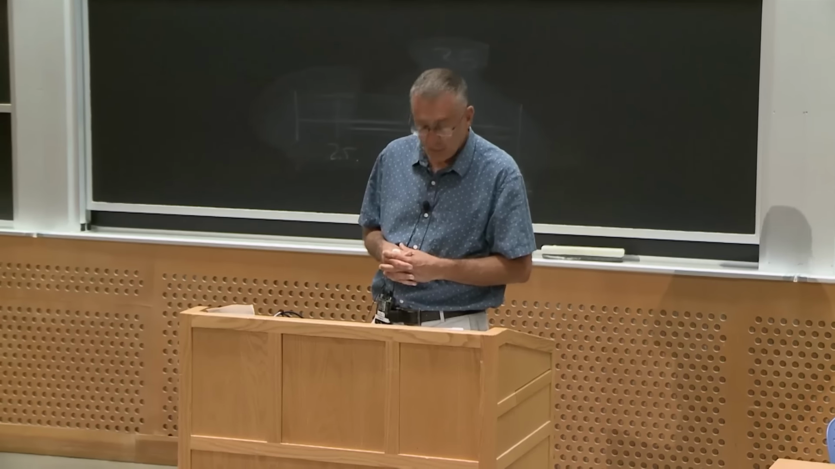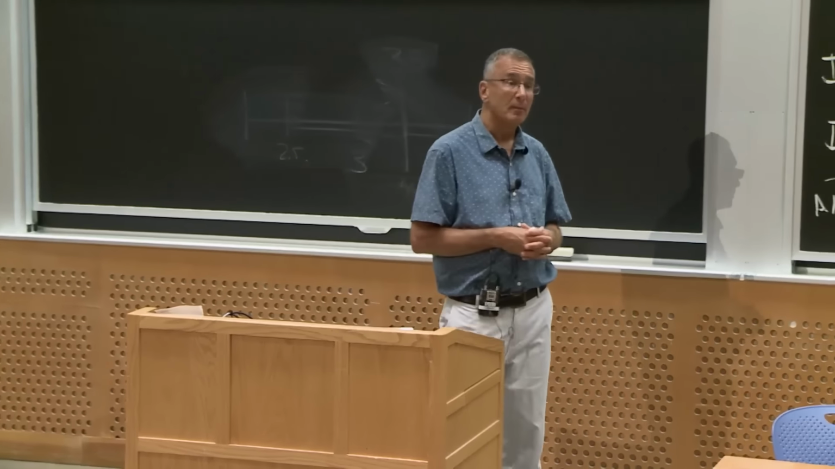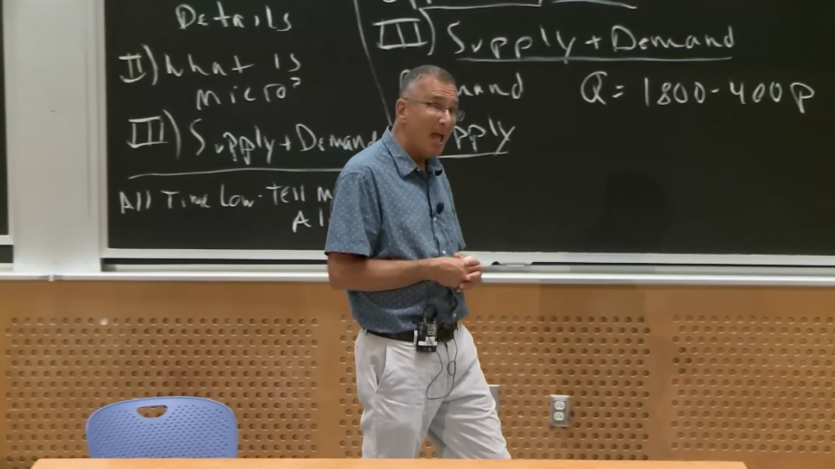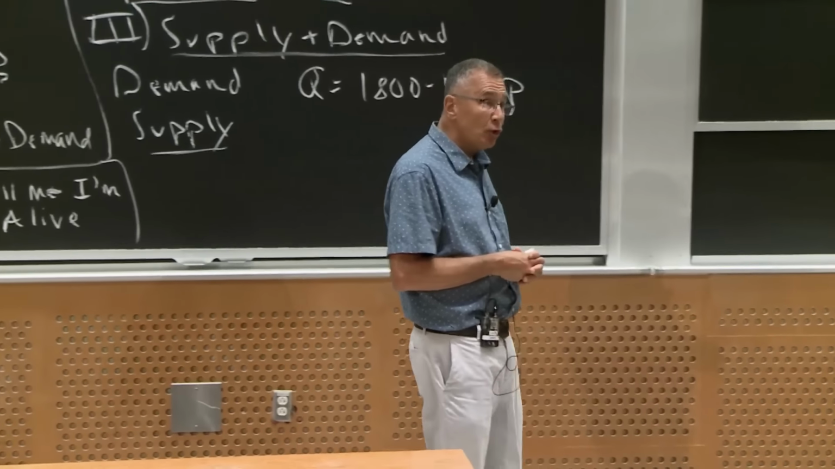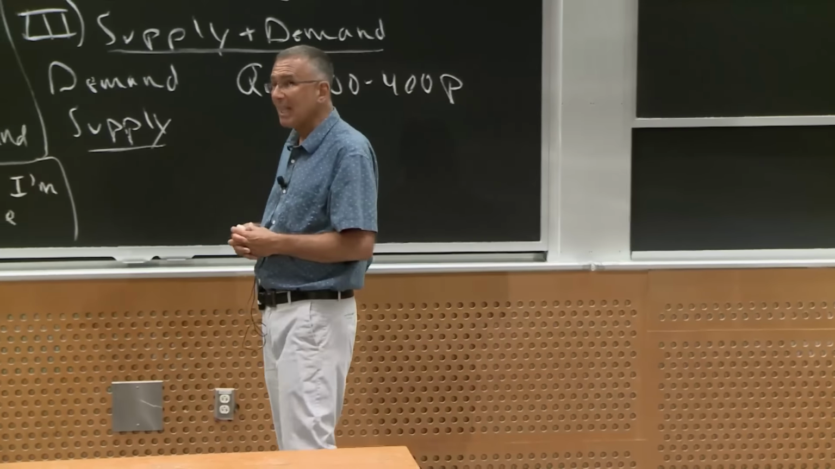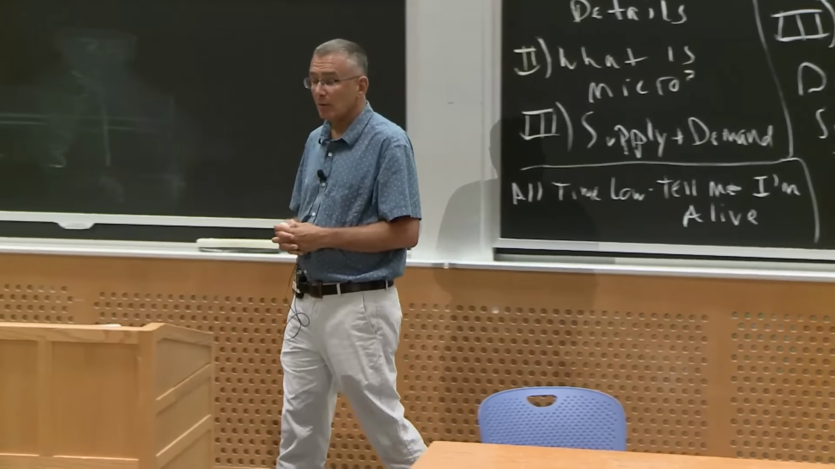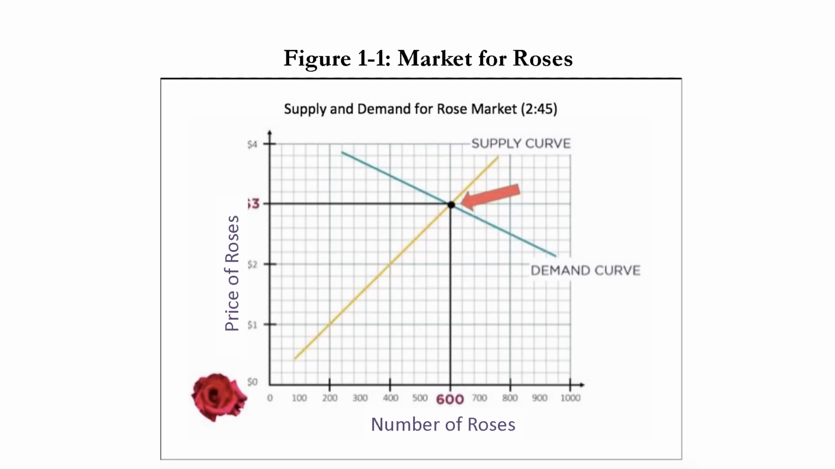Why is that? Well, it's just because of opportunity cost. The more expensive a rose is, the more you have to give up to buy it. So its opportunity cost is higher, so you want it less. Okay? So the higher the price, the fewer roses you want. So we get a downward sloping demand curve, the blue line.